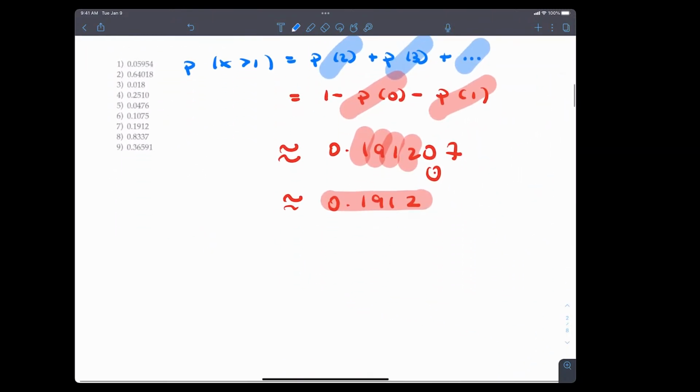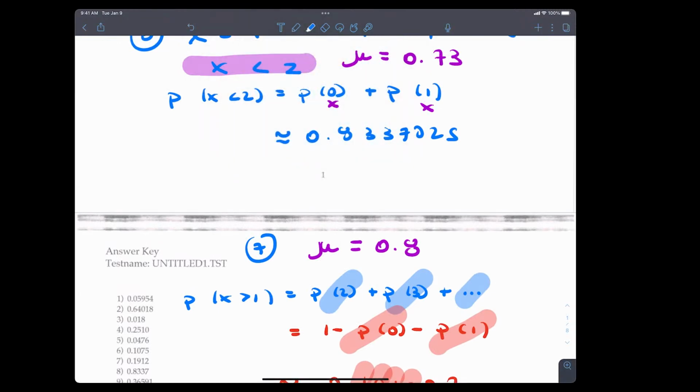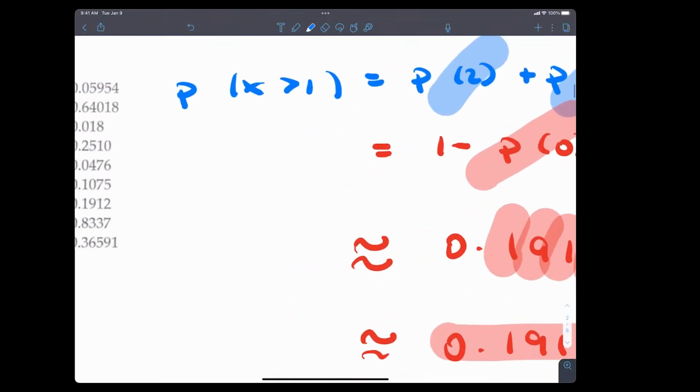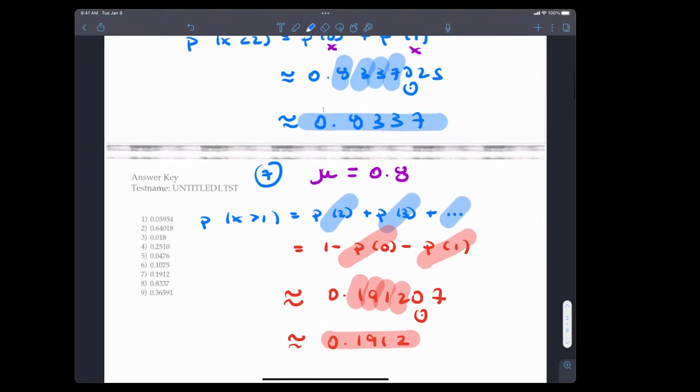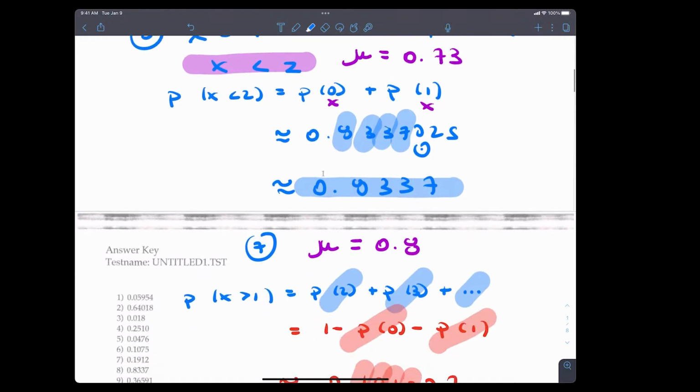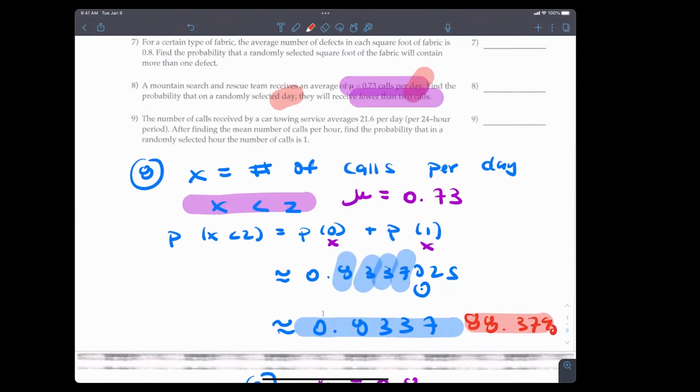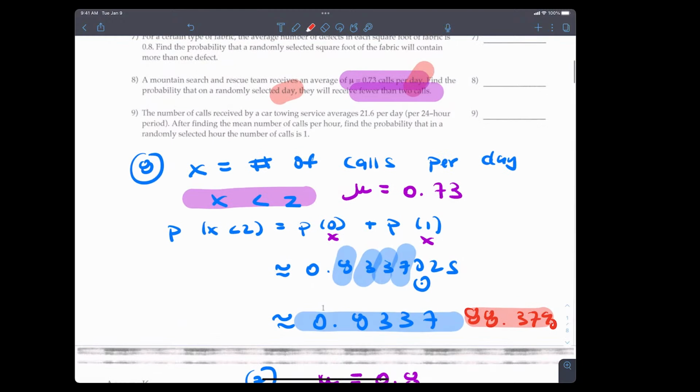So we're going to do the same. 1, 2, 3, 4. Look at the digit to the right. It's going to be a 0. So the answer is approximately 0.8337 to 4 decimal places for number 8. And that's pretty much what they have here, which is 83.37% of the time you're going to have fewer than 2 calls, and that's per day. We haven't been writing down what this portion is, but this is a good example to express. Number 8, you can say, for the mountain search and rescue team that receives an average of 0.73 calls per day, the probability there will be fewer than 2 calls is about 83.37% of the time. So that's how you illustrate this particular question. It's a pretty nice question.